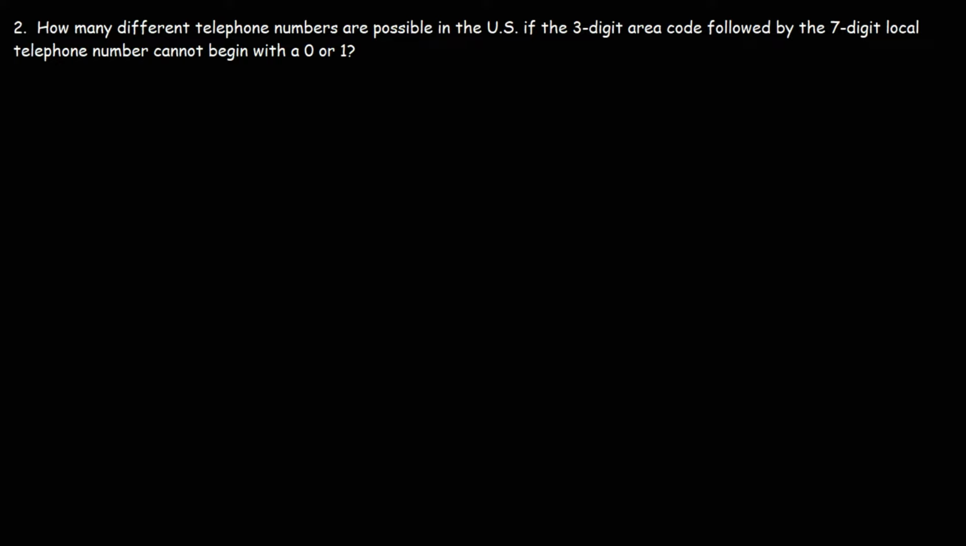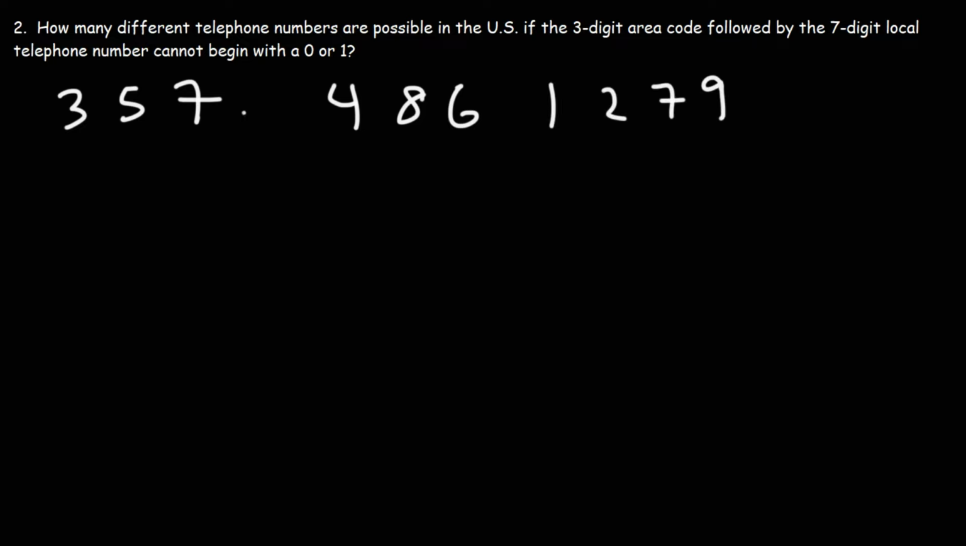Now let's move on to the second problem. How many different telephone numbers are possible in the US if the 3-digit area code followed by the 7-digit local telephone number cannot begin with a 0 or a 1? So here's an example of a telephone number. Let's say 357-486-1279. So that's a typical US telephone number.